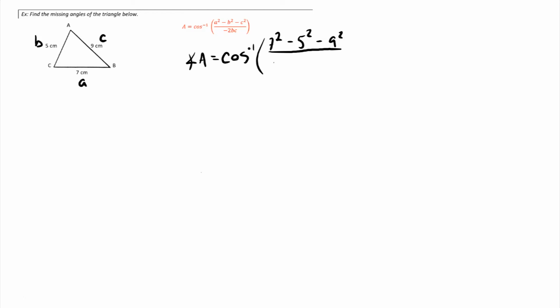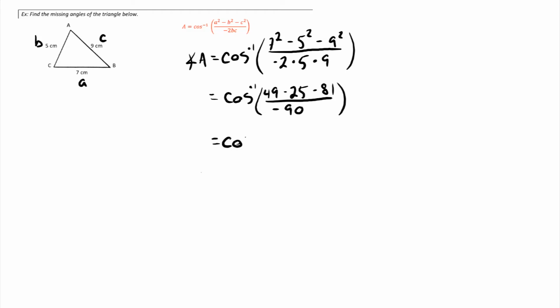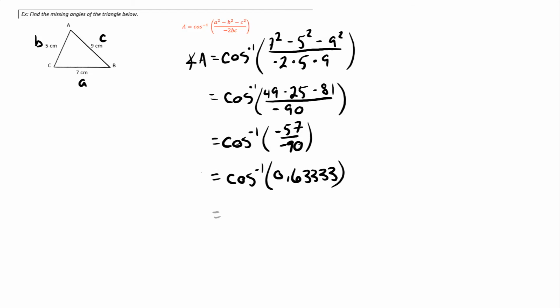Going to divide all that by -2 times B, 5, times C, which is equal to the arccos of 49 minus 25 minus 81 divided by -90, which is the arccos of -57 divided by -90, which is the arccos of 0.63333, repeating, which is 50.7 degrees. Angle B, we can follow the same process.